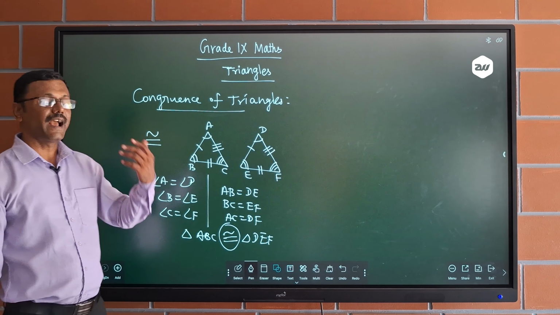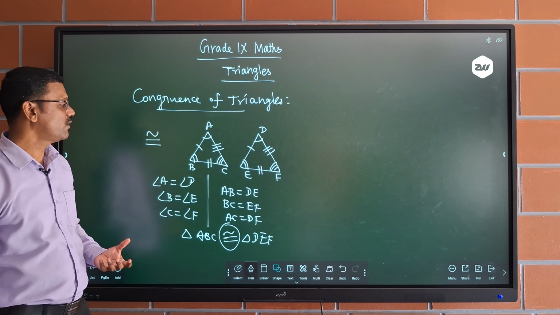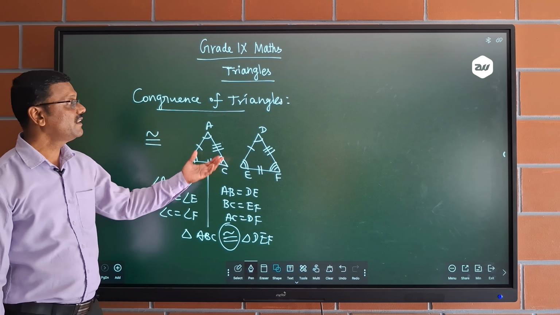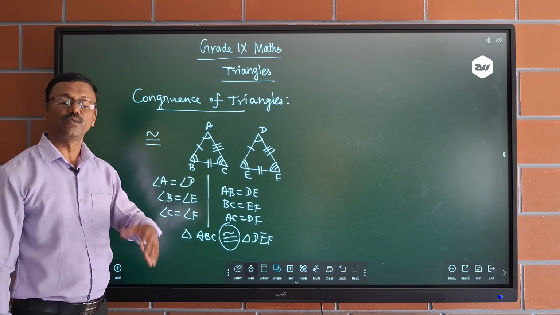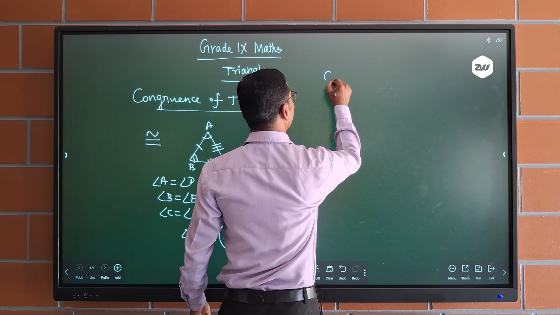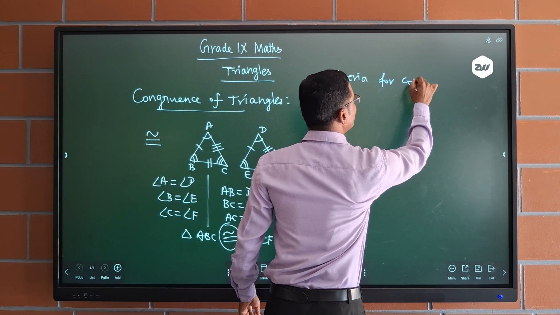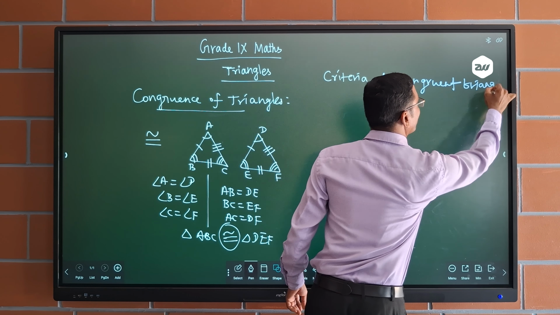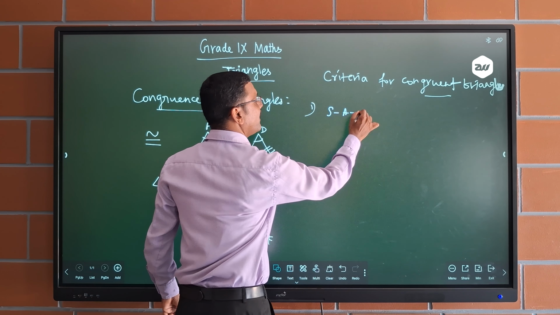So now we have some criteria for congruent triangles. What are they? Criteria means what? We need not check all six conditions to say that they are congruent triangles. We have certain conditions, and based on those conditions we can prove that the two triangles are congruent. So that is what? Criteria for congruent triangles. Okay, so the first criterion is the SAS criterion.